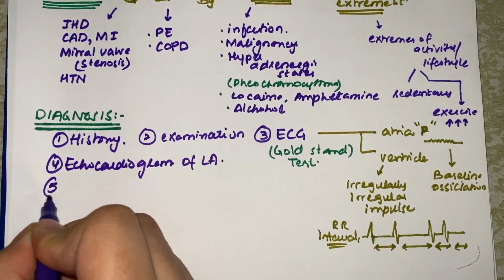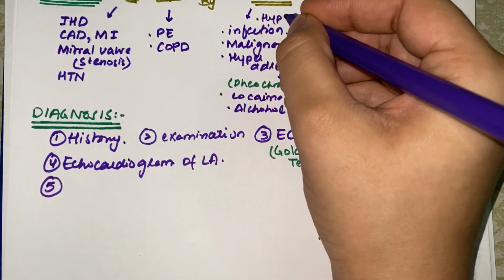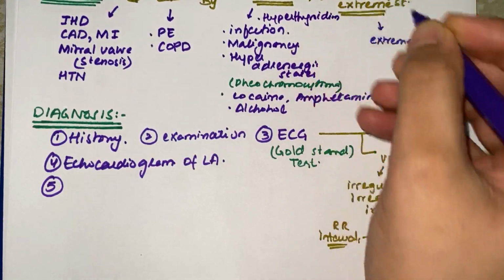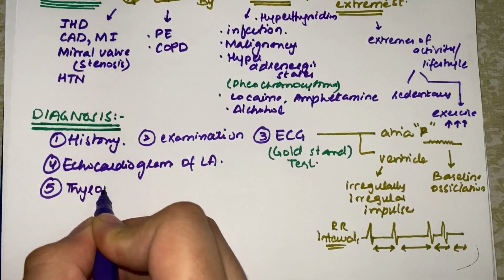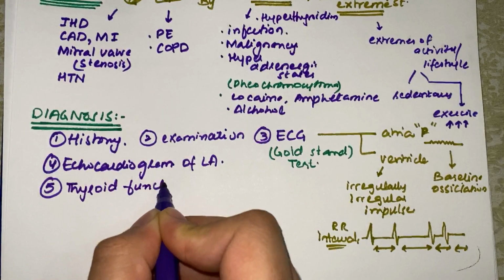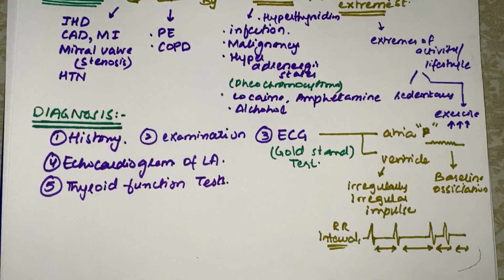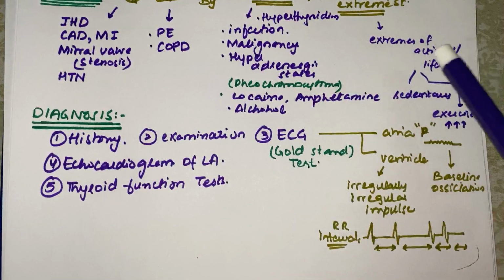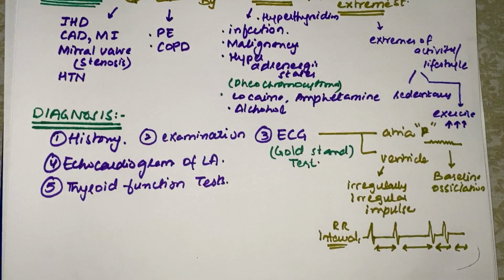And fifth, we know that it is associated with hyperthyroidism. As we know, in hyperthyroidism our metabolism is increased. So that's why we undergo thyroid function test. Now why are we undergoing thyroid function test? We will see if the patient is having elevated T3 and T4 levels and low TSH level, then we can say that this atrial fibrillation is because of thyrotoxicosis.